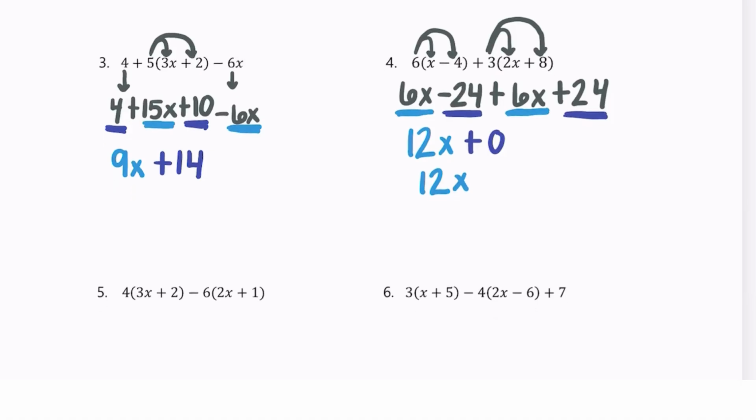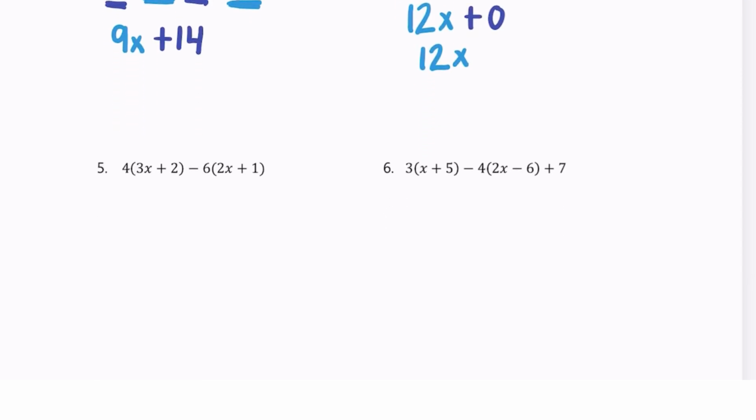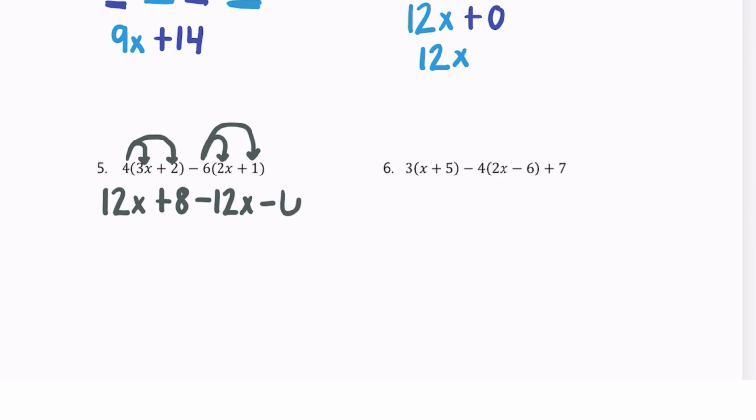Number 5 is very similar to number 4. I'm going to slide this up a little bit. We are going to distribute that 4 to the 3x and to that 2. So that's going to become 12x plus 8. And now here you just have to be careful. You're distributing a -6. So you're going to do -6 times 2x, which will give us a -12x. And then we're going to do -6 times +1, which will give us a -6.